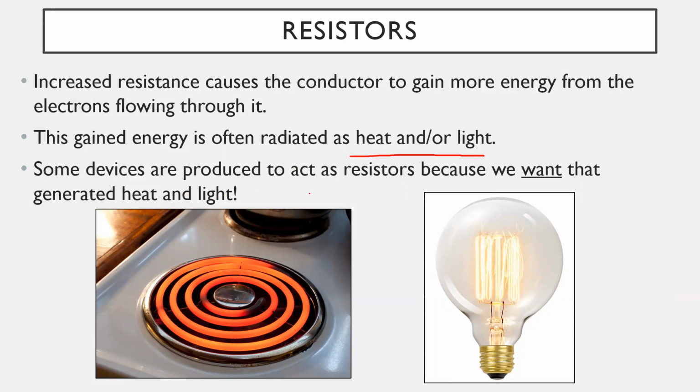Some devices are produced to act as resistors because we actually want that heat or light. Some obvious examples would be a light bulb or an element on the stove. An element on the stove has a higher resistance than the wiring that leads into it. That's why the element on the stove gets hot, but the wires inside the stove don't, because the element is made of a different material with a higher resistance.